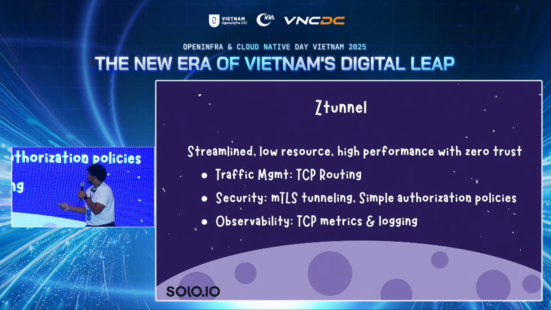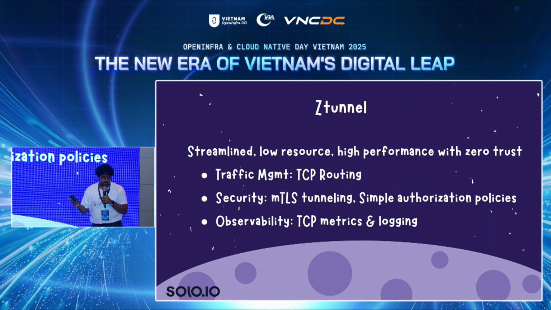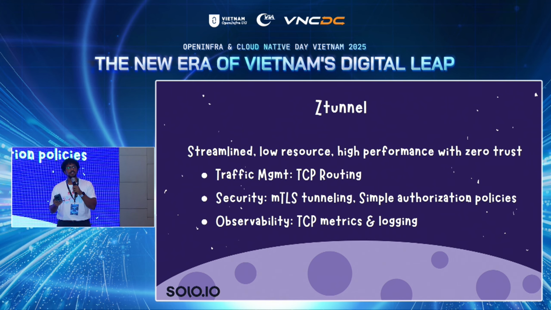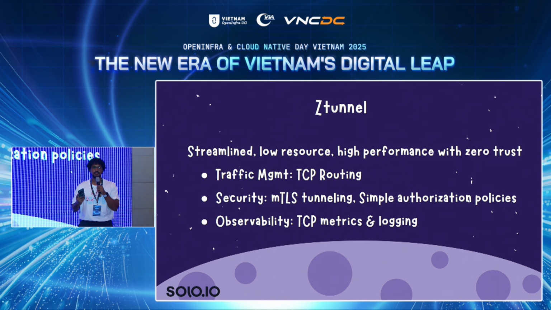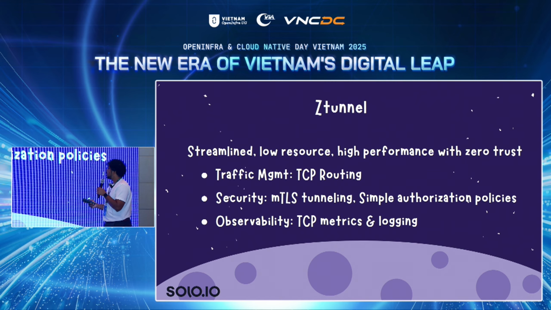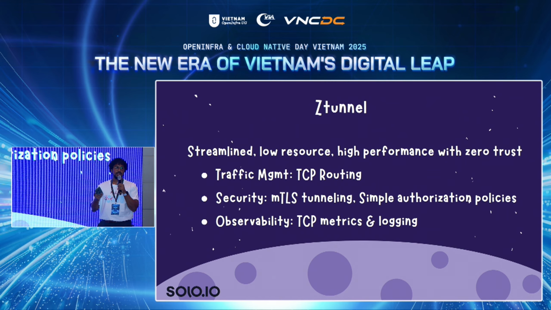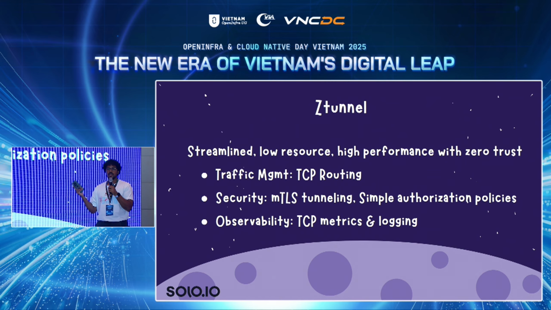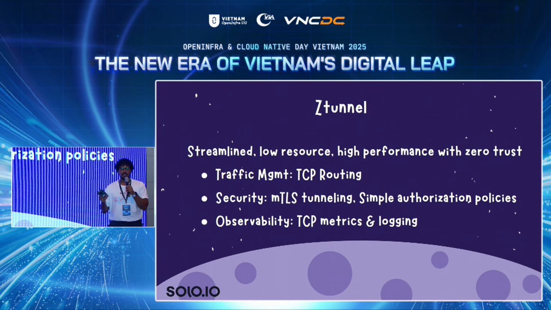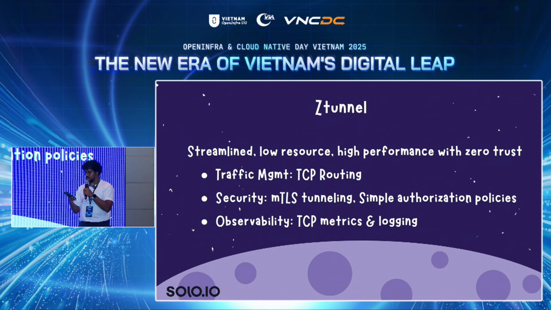The next thing is it can do observability. So applications running in Kubernetes often require statistics, metrics, and all these things, right? So you can get a lot of TCP metrics from the ztunnel that you can use in Prometheus, you can use it in Grafana, something like that.